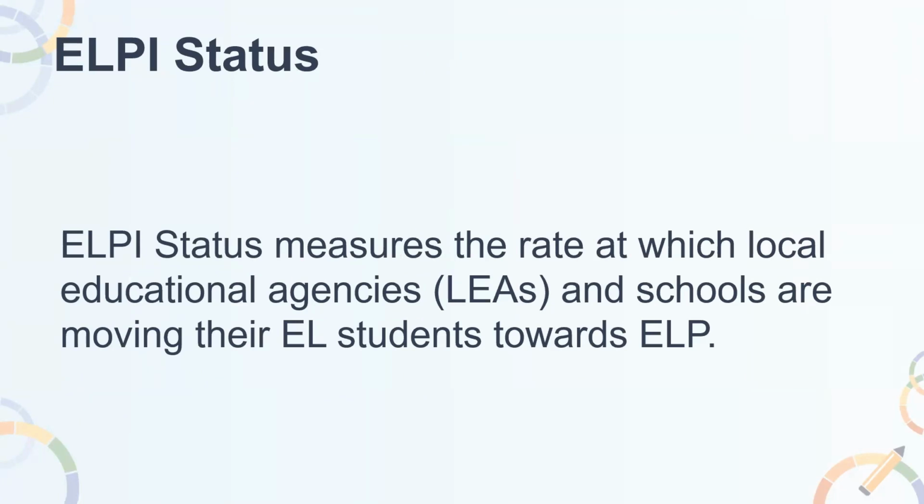LP status measures the rate at which LEAs and schools are moving their EL students towards ELP. For example, Coatell High has an LP status rate of 66.7%. This means that 66.7% of the EL students enrolled at Coatell High during the LPAC testing window made progress towards ELP.